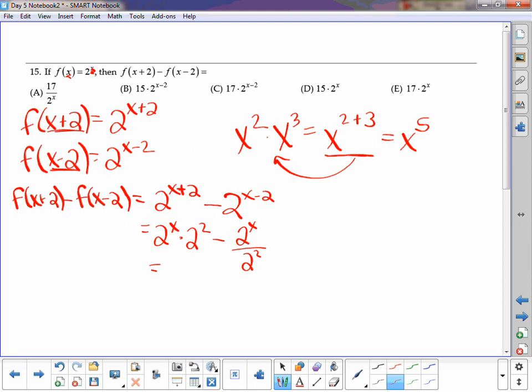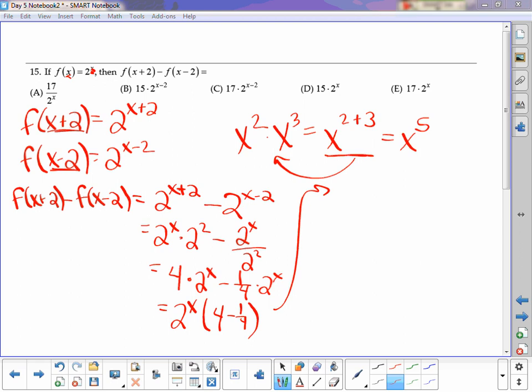So again, let's go ahead and find out what those numbers actually are. We have 4 times 2 to the x minus 1/4 times 2 to the x. Still not one of our options. Let's try factoring out that 2 to the x. I'm left with 4 minus 1/4. When we simplify that, 4 is the same thing as 16/4, so 16 minus 1 is 15/4. So 2 to the x times 15/4.